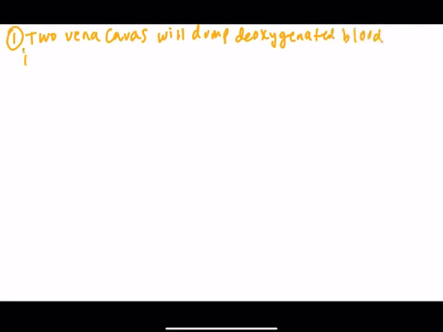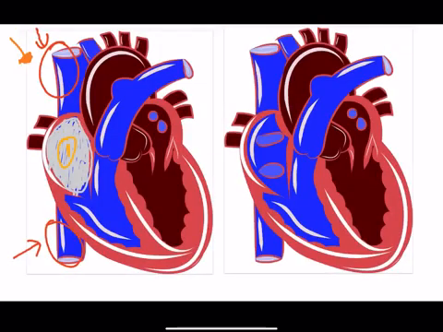So step one, we just said, was that the two vena cavas of the heart, the superior and inferior vena cavas, will dump deoxygenated blood into what? Into the right atrium. Remember, that's the first chamber of the heart. So now the right atrium is full of deoxygenated blood. That was step one. Sweet. So now let's look at step two. What's going to happen next?